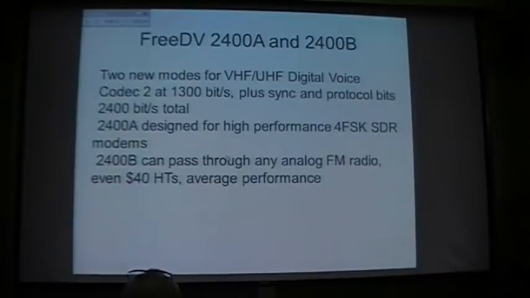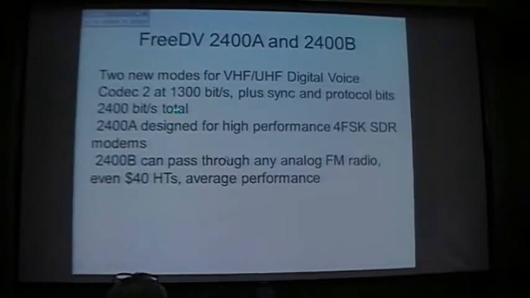So, we've developed recently a couple of new modes called FreeDV 2400A and 2400B. They both use Codec 2 at 1300 bits per second. Now that's the bit rate we've been using over HF for the last 2 or 3 years. It's not wonderful quality speech. I'd say it's sub-FM, but it's good enough. People are using it over HF quite happily. It gets the message through, so we've used that as a starting point.